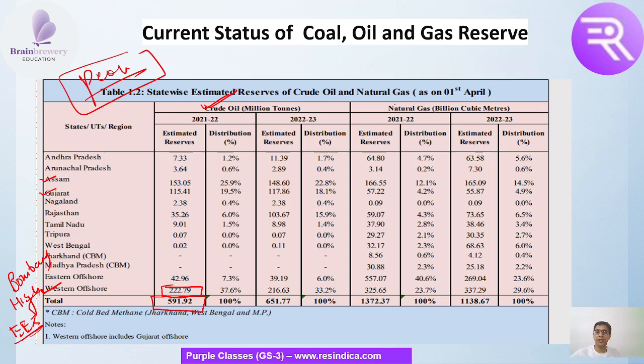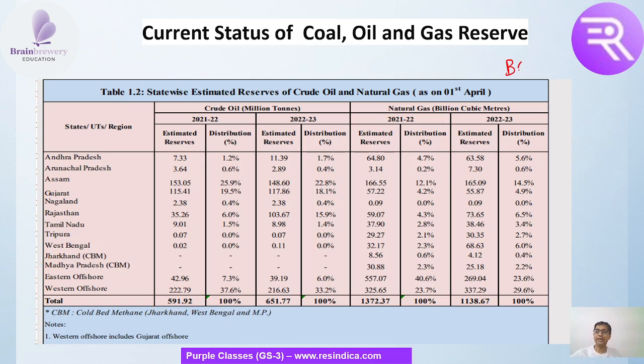Then we have natural gas. We have a good natural gas reserve in our country. Natural gas reserve is seen in BCM, billion cubic meter. Under that, the maximum reserve we are finding is in the eastern offshore. Eastern offshore means Krishna Godavari basin, the KG D6 basin, D5 basin, the eastern offshore corridor.